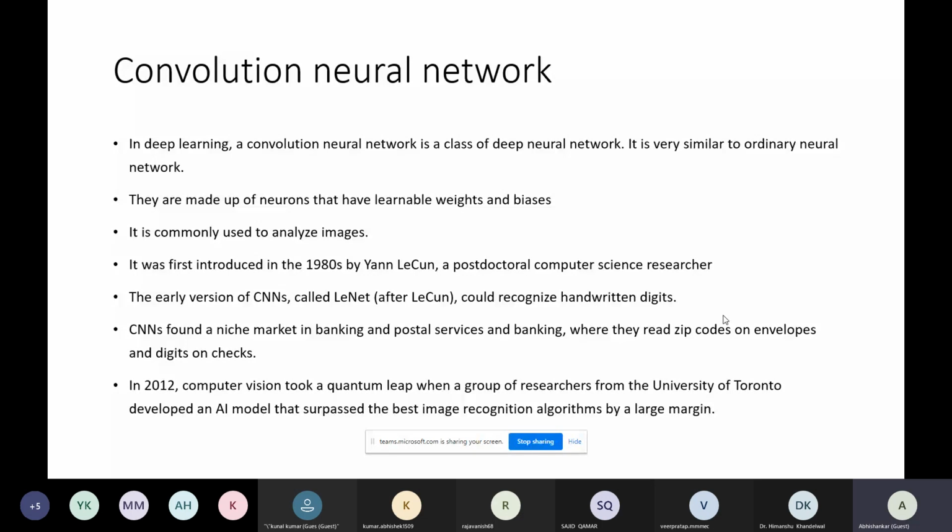But after that, again, it stopped. People were not taking much interest because we didn't have a proper camera to capture images, and storage had problems, and computation power had problems. So people were not taking interest actually. And then in 2012, it again started booming because a researcher group developed an AI model that won a competition.